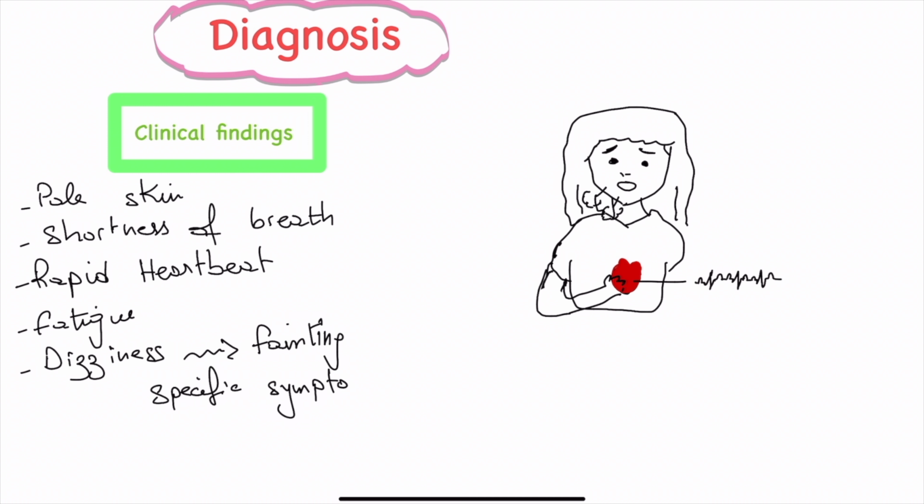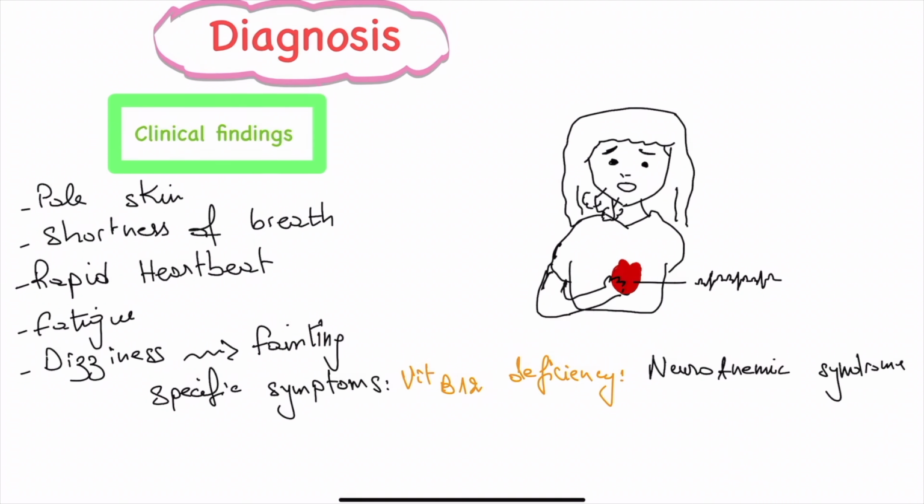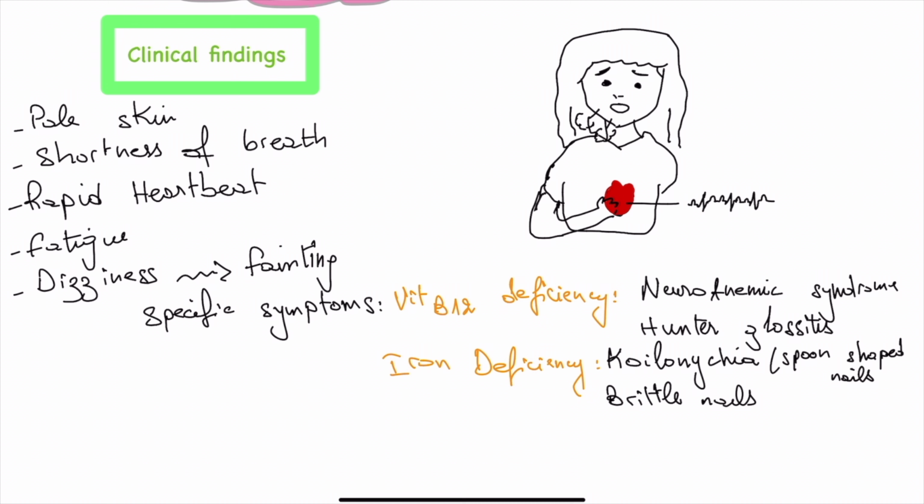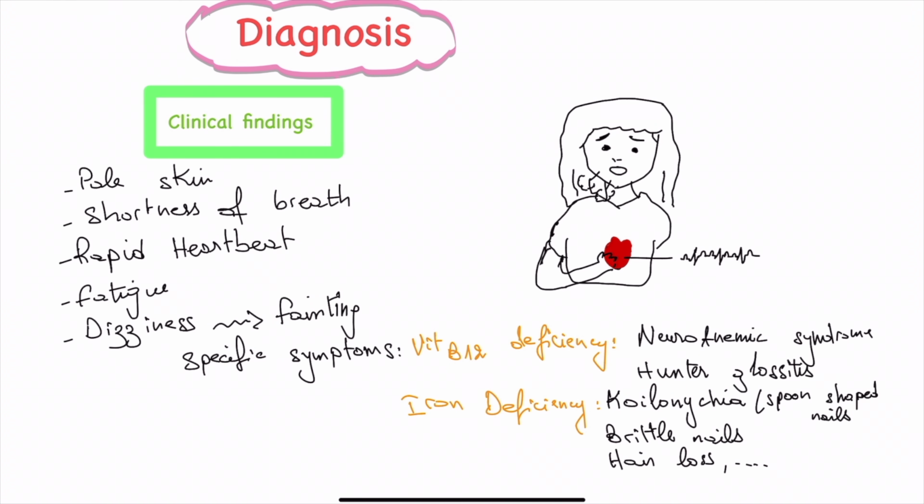For example, in vitamin B12 deficiency, we can have neuroanemic syndrome made of neurological symptoms. We have Hunter glossitis, a smooth red tongue, which we'll detail in another video. In iron deficiency, we have koilonychia, which is spoon-shaped nails. We also have brittle nails, as in they crack easily, and hair loss. We can even have a rare condition called pica syndrome, where the patient consumes non-edible items such as hair.